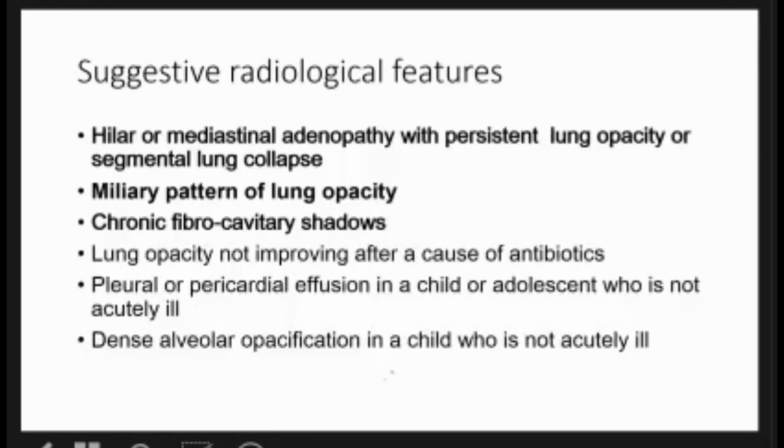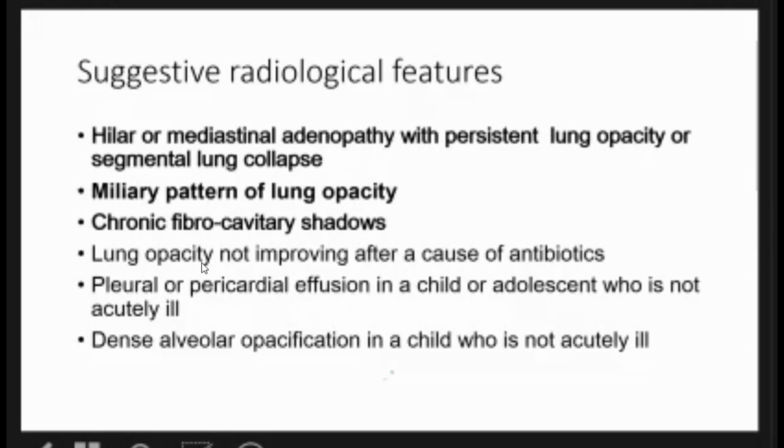And highly suggestive features of pulmonary TB are hilar or mediastinal adenopathy with persistent lung opacity or segmental lung collapse, as well as a miliary pattern or chronic fibrocavitary shadows. Apart from that, if the lung opacities are not improving after appropriate antibiotics, or pleural or pericardial effusion in a child who is not very sick, or dense alveolar calcification in a child who is not very ill, we can also consider it as TB.